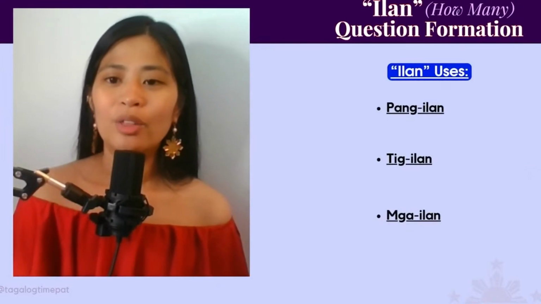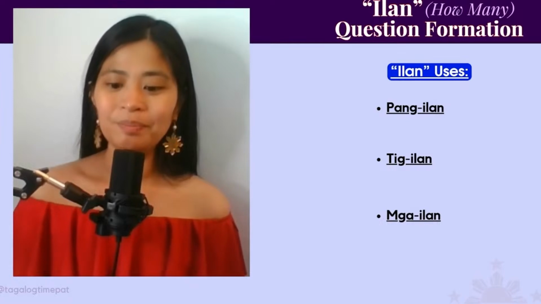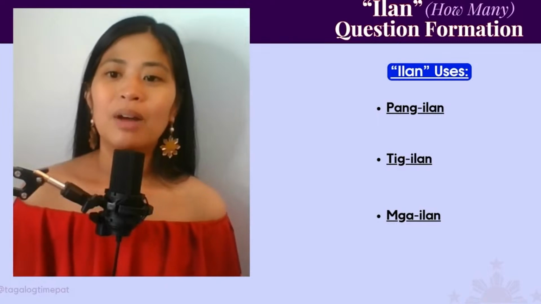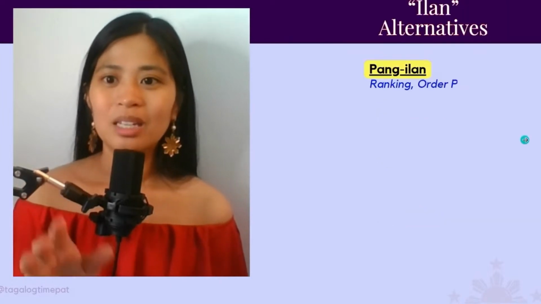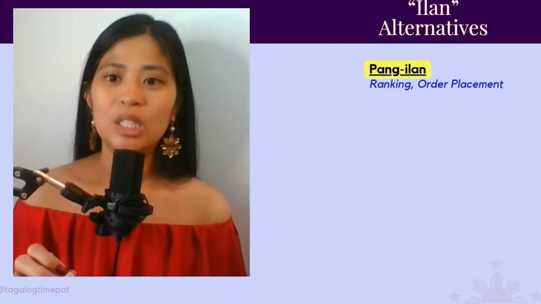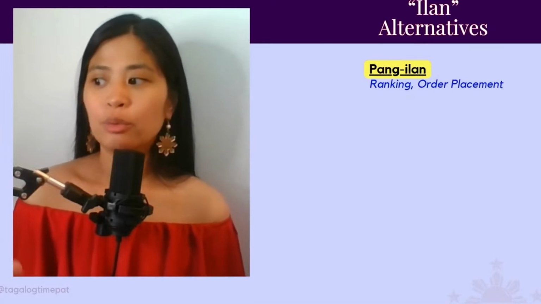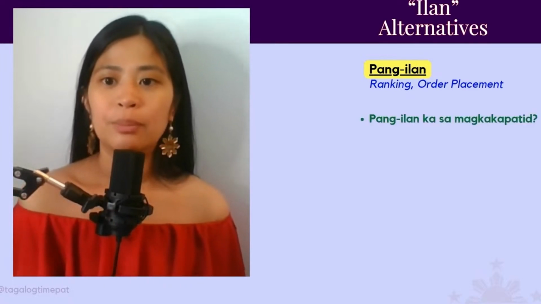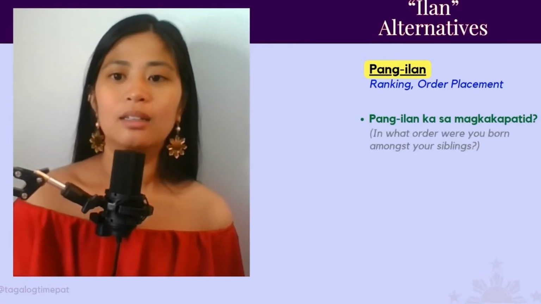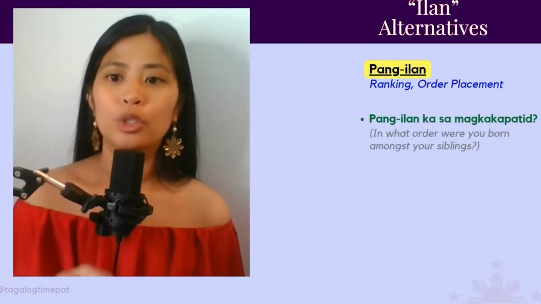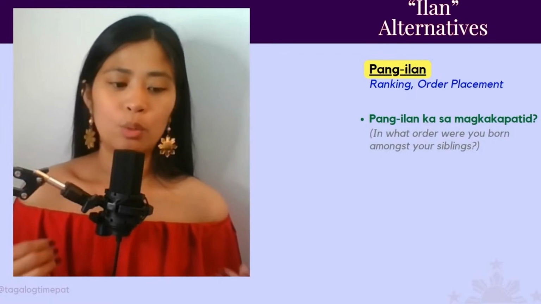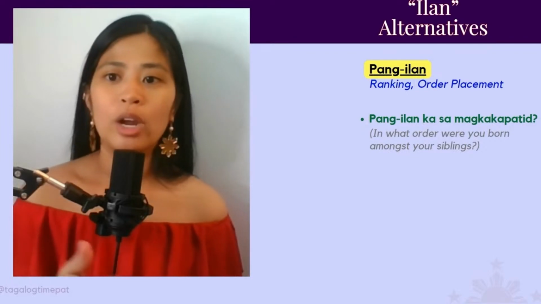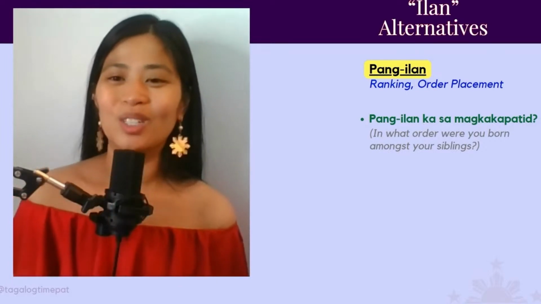Now, there are other ways to use ilan. Very interesting. So there's pang-ilan, tig-ilan, and mga ilan. So, pang-ilan is what you use when you're asking about the ranking of something or the order of something. So, for example, pang-ilan ka sa magkakapatid? In what order were you born amongst your siblings? So, were you the oldest? Were you the firstborn? Are you in the middle? Are you the last? Where were you in the order of your siblings?